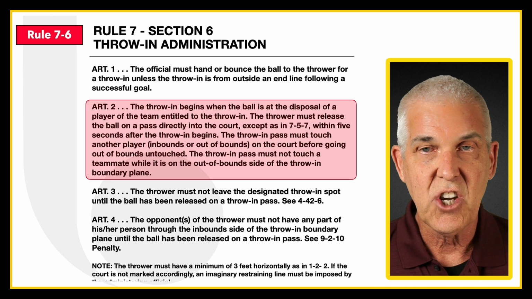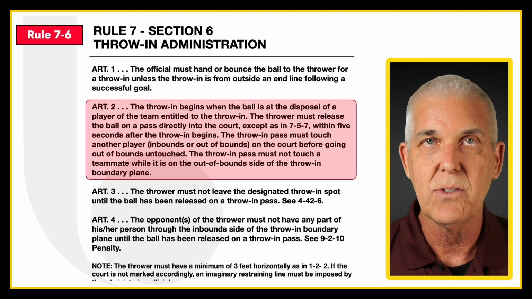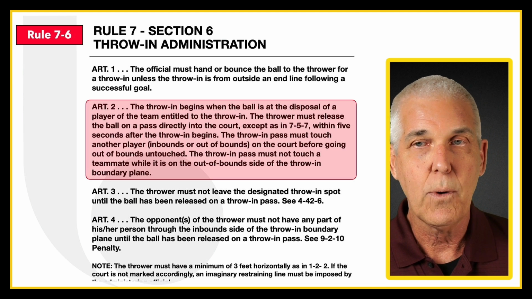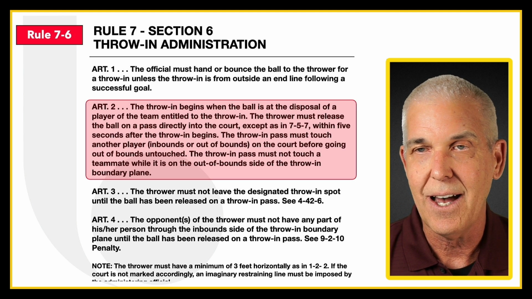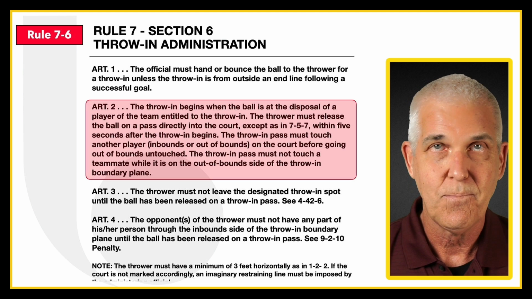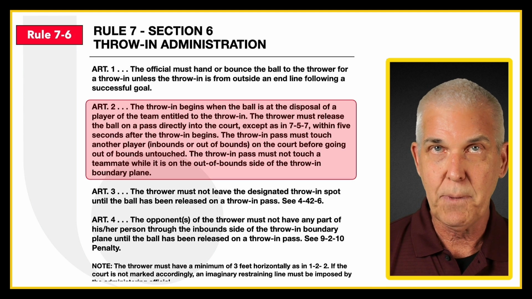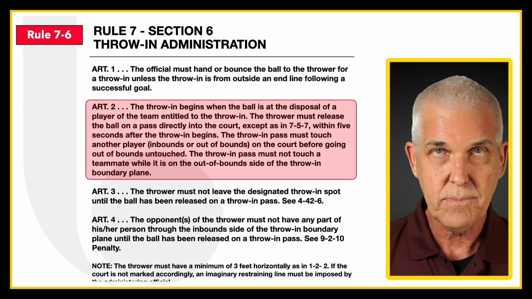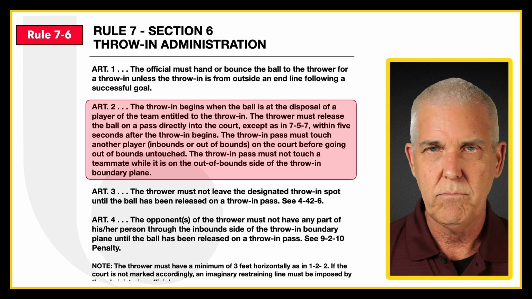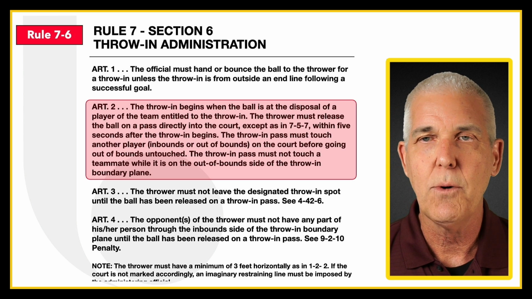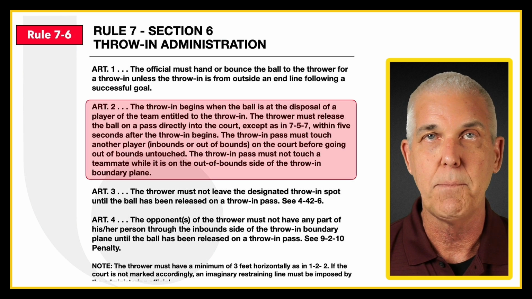The throw-in pass must touch another player inbounds or out of bounds on the court before going out of bounds untouched. The throw-in pass must not touch a teammate while it is on the out-of-bounds side of the throw-in boundary plane. Okay, so a team must pass the ball onto the court, and it must be touched by a player before going out of bounds. You cannot pass the ball to a teammate while it is on the out-of-bounds side of the throw-in boundary plane.